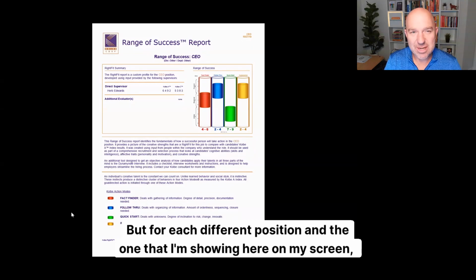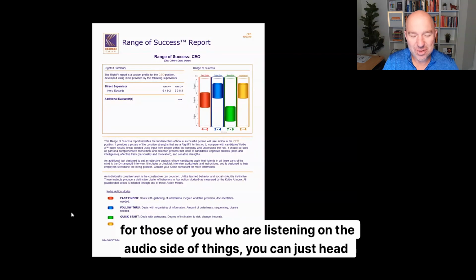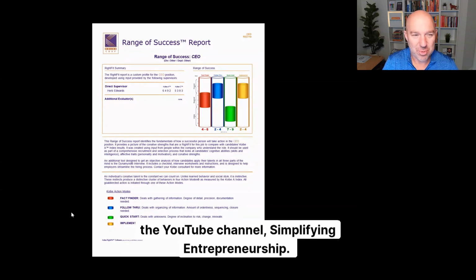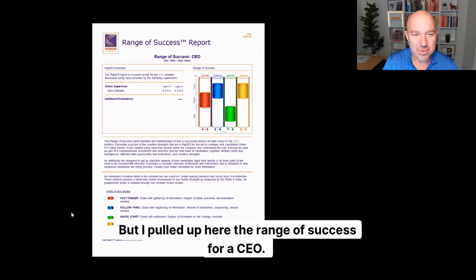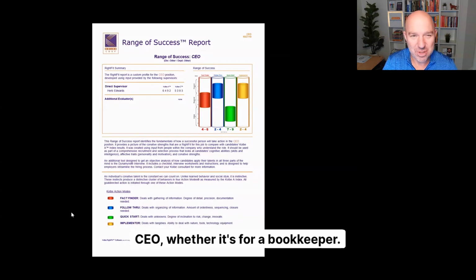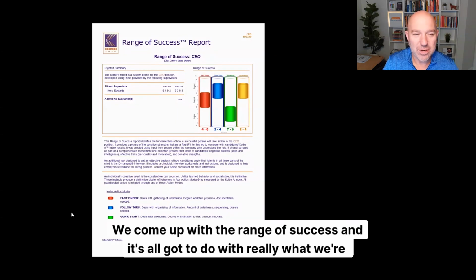For each different position, and the one I'm showing here on my screen, for those of you listening on the audio side of things, you can just head over to YouTube and look at the graphics we're going through, on the YouTube channel, Simplifying Entrepreneurship. I pulled up here the range of success for a CEO. Whatever the position, whether it's for sales, a CEO, or a bookkeeper, we come up with the range of success.